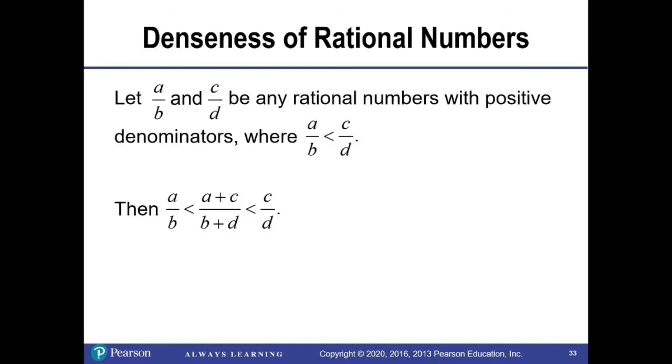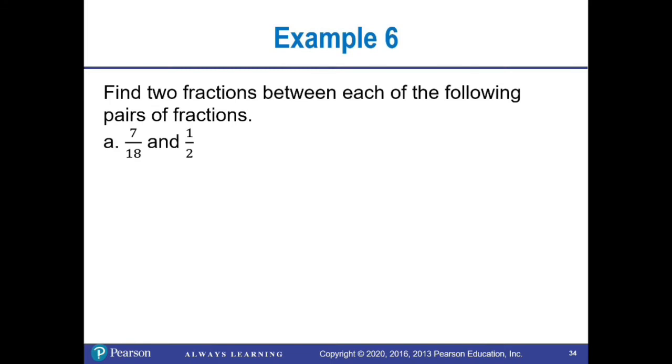Now, one way to do this is to add the numerators and add the denominators, and that will always give you a fraction in between the two rational numbers. However, again, I like to work with my LCDs. In example 6, we're asked to find two fractions between each pair.